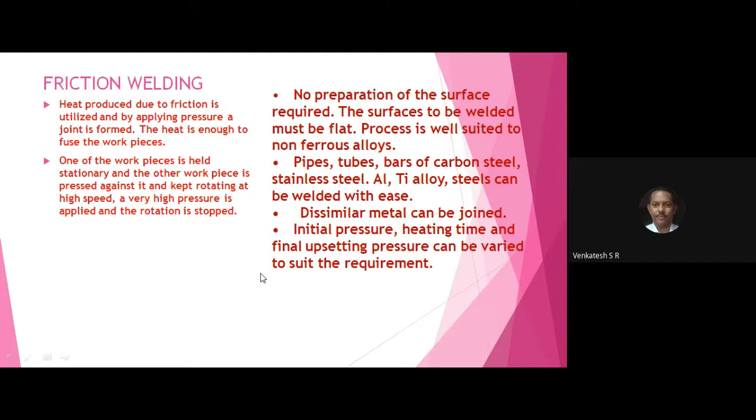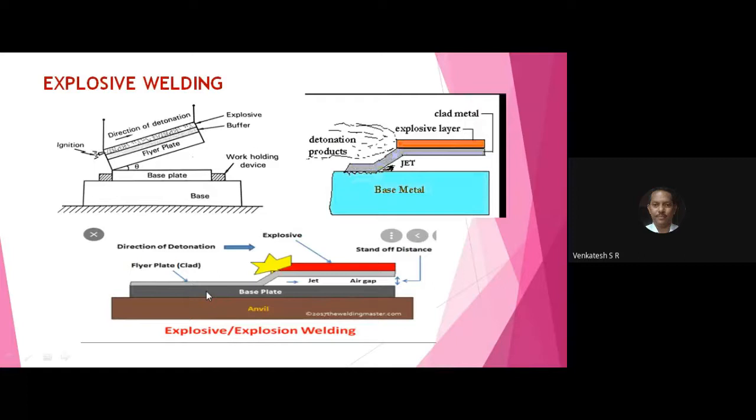See the application of friction welding. What are the parts to be joined by friction welding? Pipes, stainless steel pipes, brass pipes, bronze pipes, ferrous and non-ferrous tubes, bars, carbon steel, stainless steel, aluminum, titanium alloy, and all similar or dissimilar hard and soft metals can be easily welded by using the friction welding process.